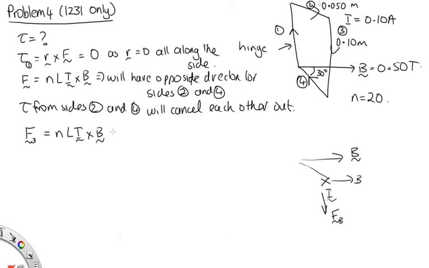So let's just calculate the size of that force. That will be N is 20. The length of the side is 10 centimeters. The current is 0.10 amps and the magnetic field is 0.50 teslas. And the magnetic field and the current are at right angles to each other. So we've got sine 90, which is just 1. So solving this, we get 0.1 newtons. And the direction is shown on this diagram.